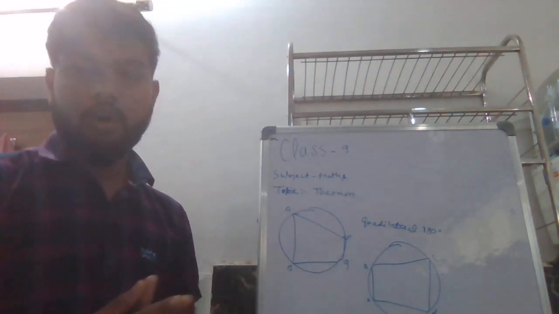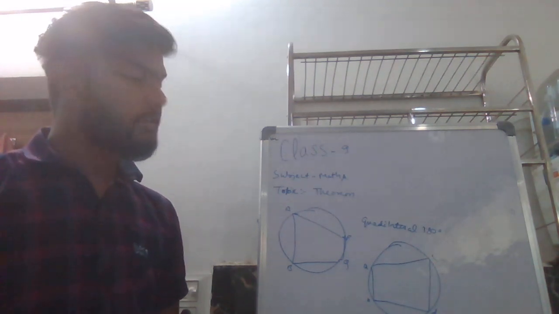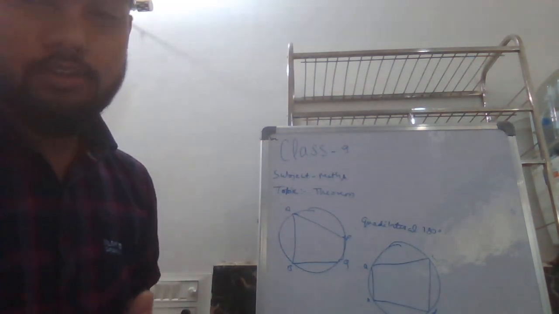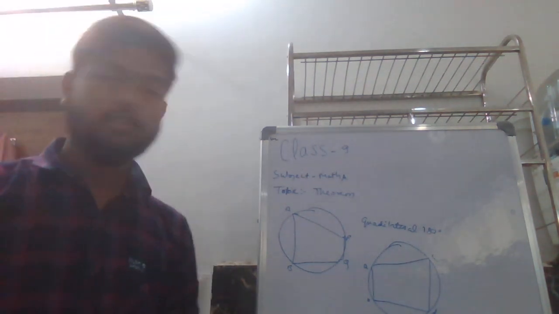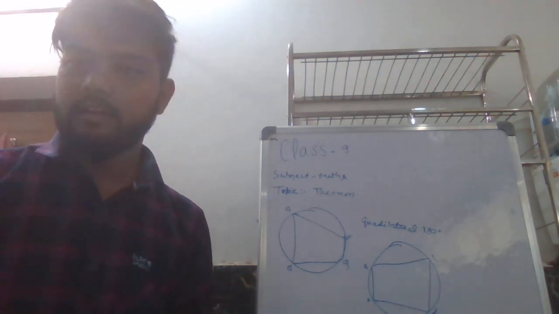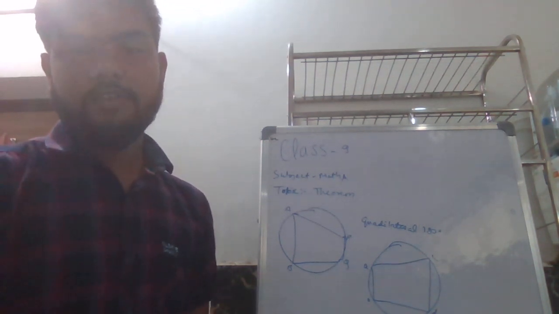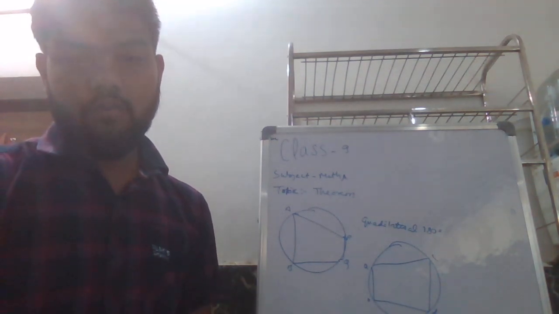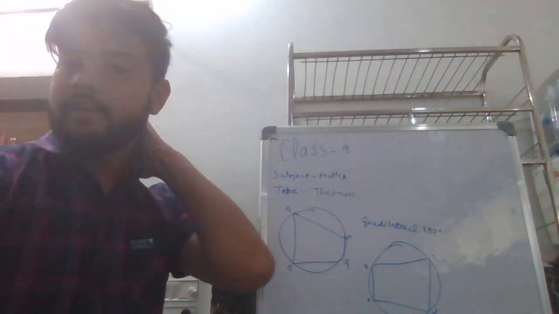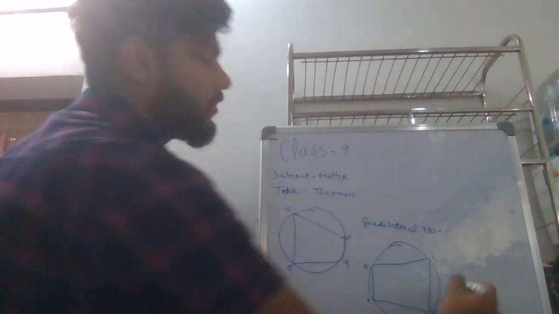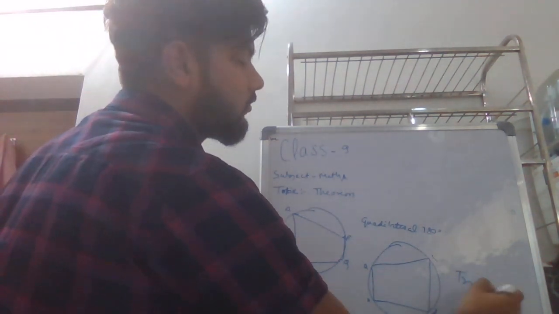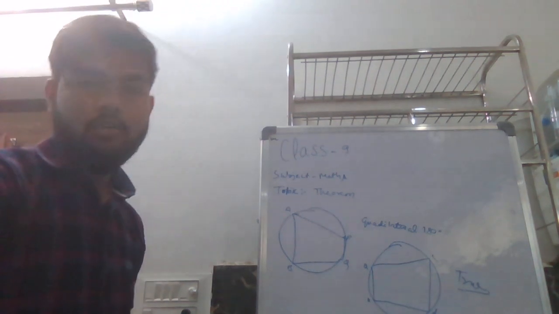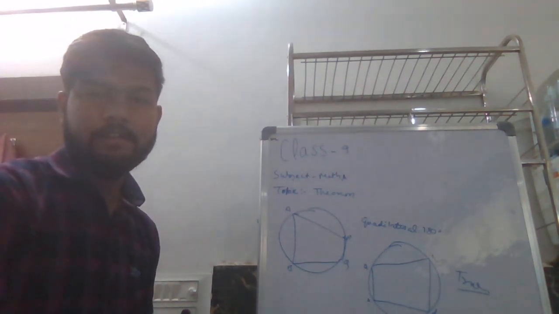Now I have one question for you. The sum of either pair of opposite angles of a cyclic quadrilateral is 180 degrees. Is it true or false? Here we can see it is a true statement. I hope everyone is clear with the statement.